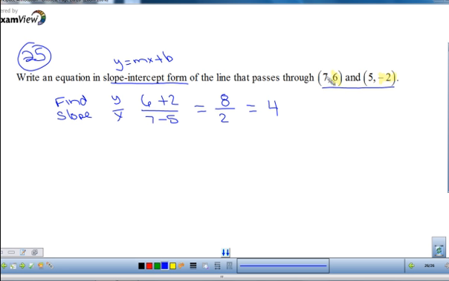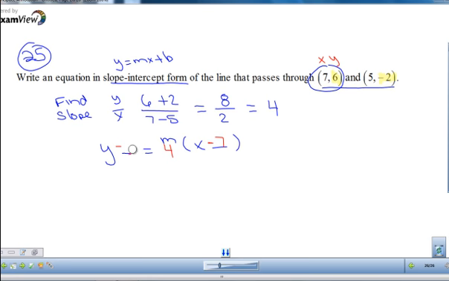So now that I have my slope, I'm going to write point slope form. Y blank equals m parentheses x blank. Since my slope is 4, that's going to go under the slope. Remember to pick one of the points. It doesn't really matter which one. So if the x is 7, when I write it, it's going to be negative 7. The y is 6. So when I write it next to the y, it's going to be negative 6.